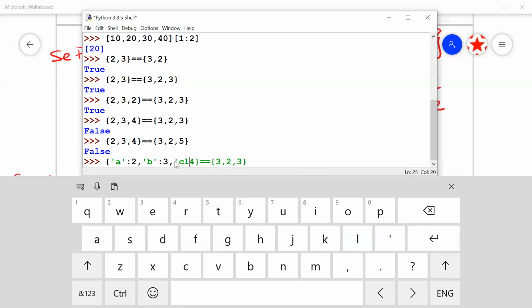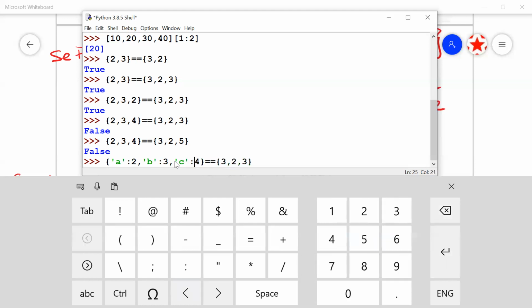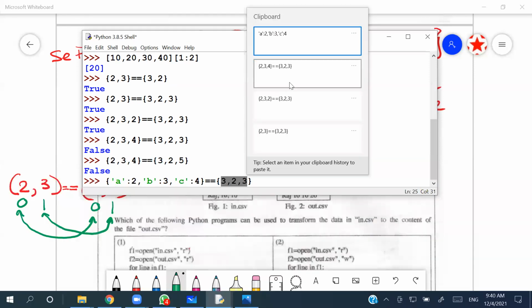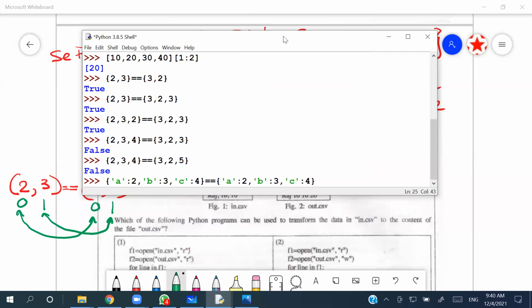I'll take this as C. Right, so I'm going to take exactly the same thing. I'm going to paste it over here, and I'm going to change the places. Let's see what happens when it is like this.